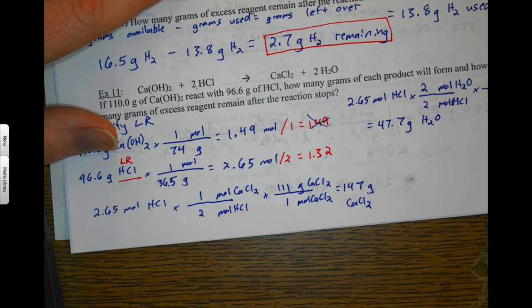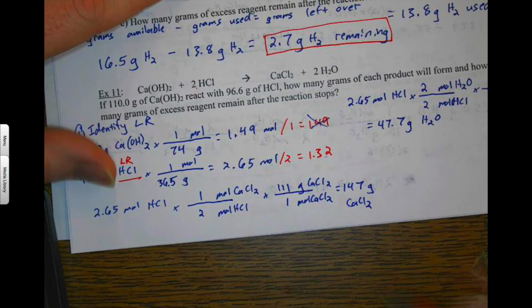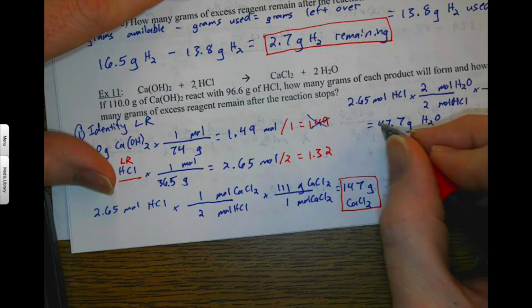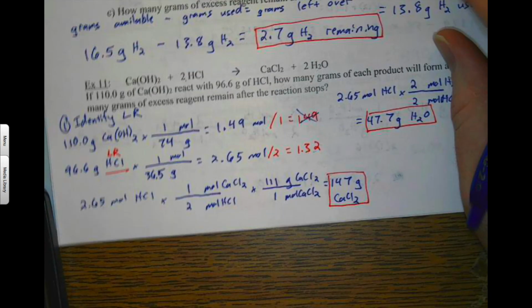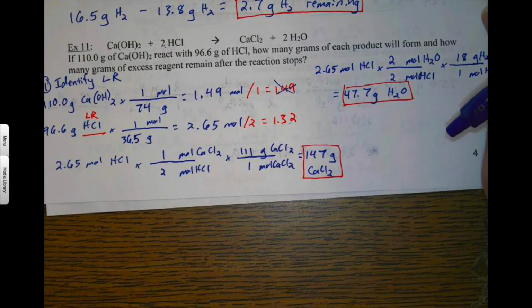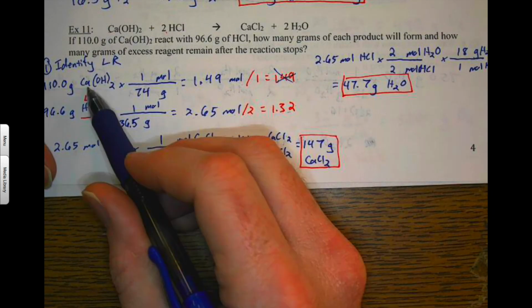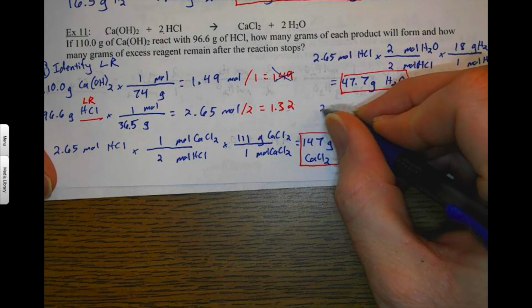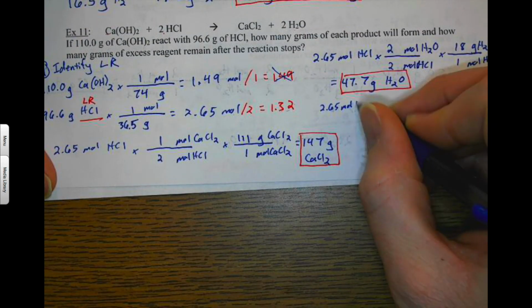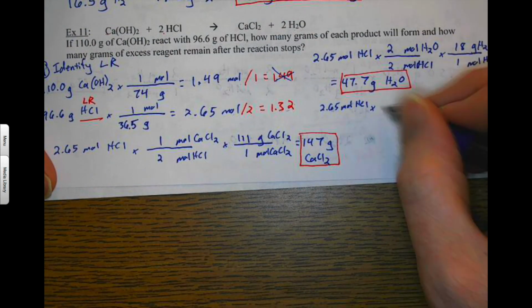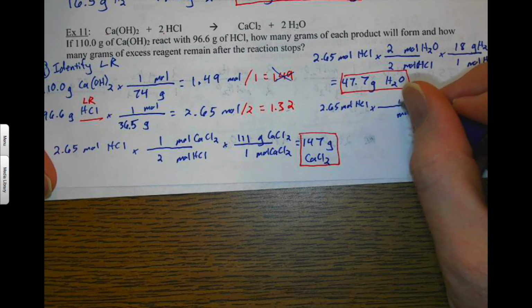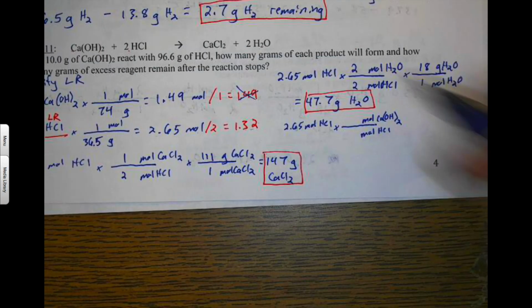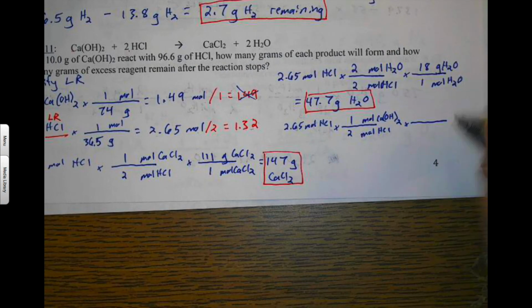So finally we found the masses of each product. And we barely have enough room to find out how many grams of excess reagent remain. So now we need to figure out the excess reagent was calcium hydroxide. We started with 2.65 moles of HCl. Let's find how many grams that we used up. So moles of HCl into moles of calcium hydroxide. And so that is a 1 to 2 ratio.